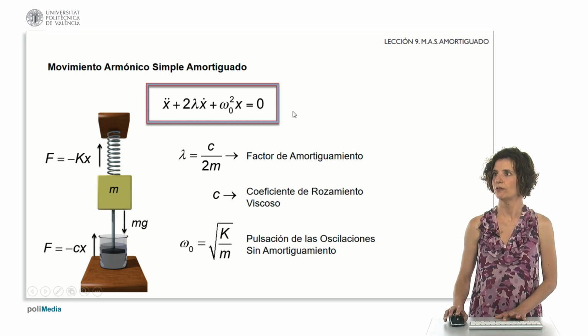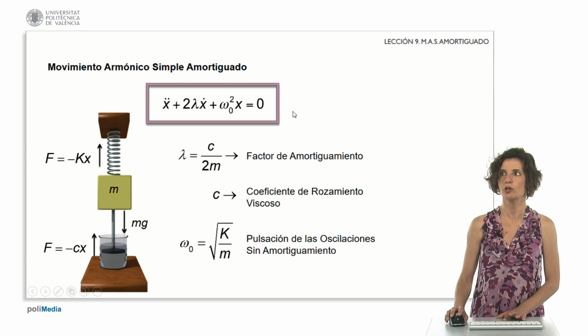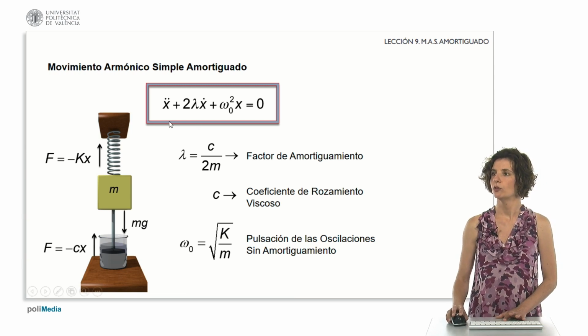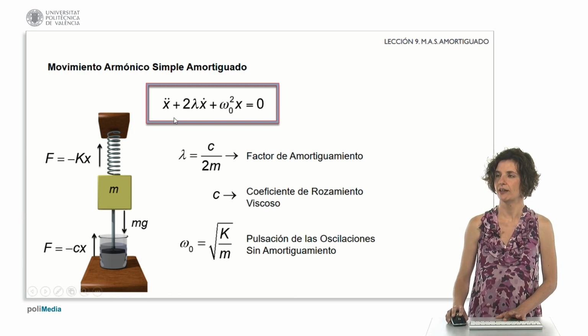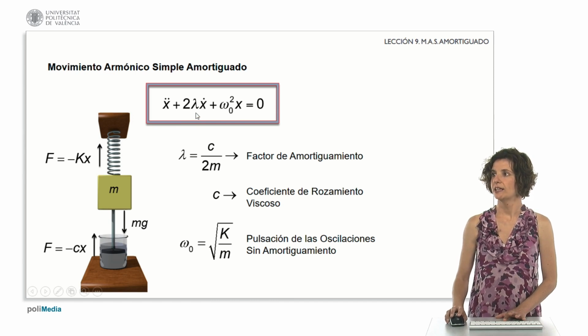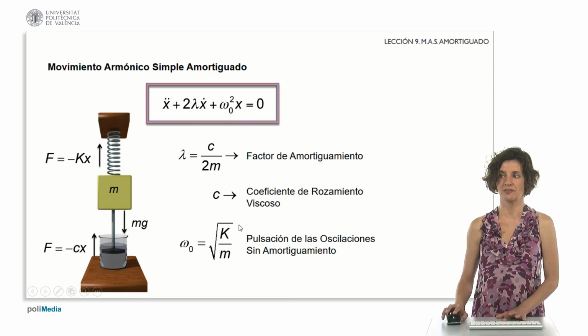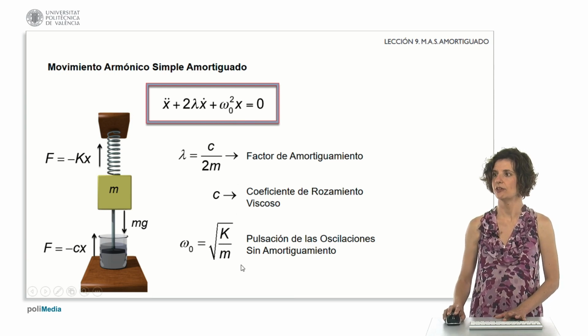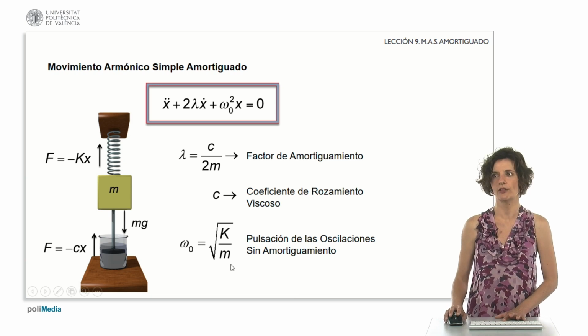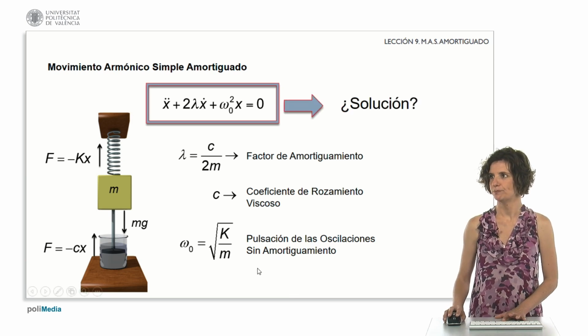Summarizing, this is the differential equation that defines the damped simple harmonic motion, where we see that it has acceleration, velocity, and elongation terms, where lambda is the damping factor, which is equal to c divided by 2m. C is the coefficient of viscous friction, and omega 0 is the omega that we have seen in all these previous lessons, which is equal to the square root of k divided by m. It is the pulsation of the undamped oscillations.